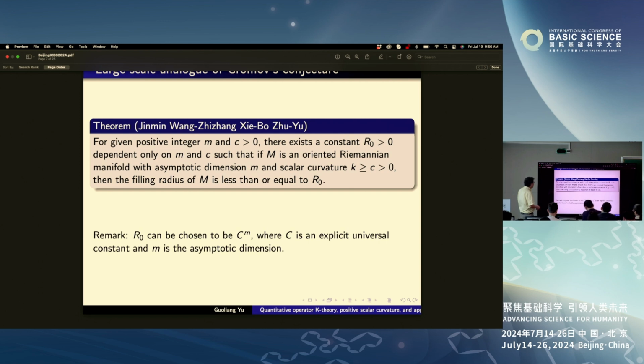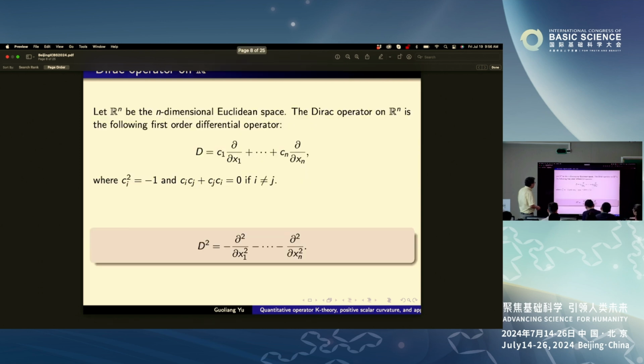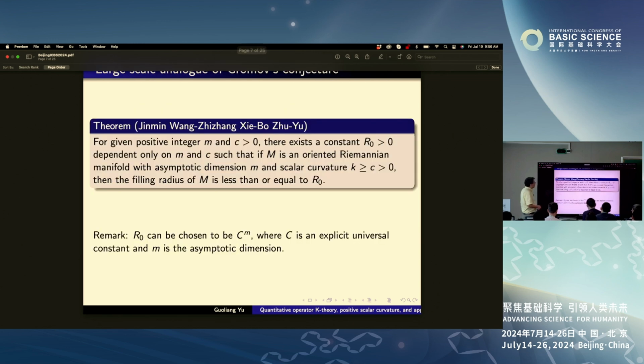Okay, so this is the result we're able to prove. The tools are a combination of some Dirac operator technique with some quantitative operator K-theory, which I'm now going to introduce. I think the first part, the Dirac part, is very classic. I apologize to the experts.